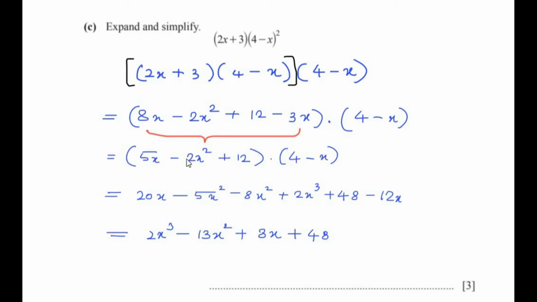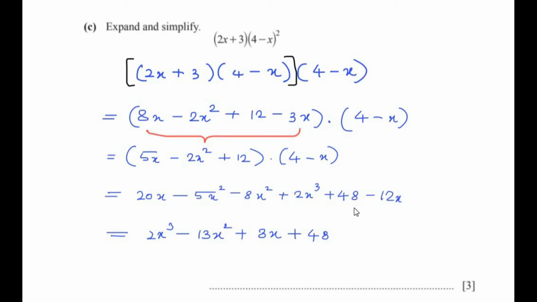Now again expansion. 5x times 4 is 20x. 5x times minus x is minus 5x square. Minus 2x square times 4 is minus 8x square. Minus 2x square times minus x is plus 2x cube. Finally, plus 12 times 4 is 48 and plus 12 times negative x is negative 12x.